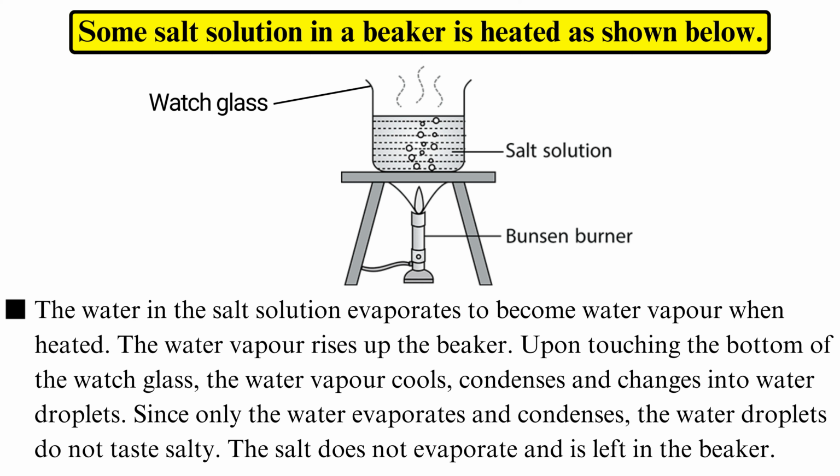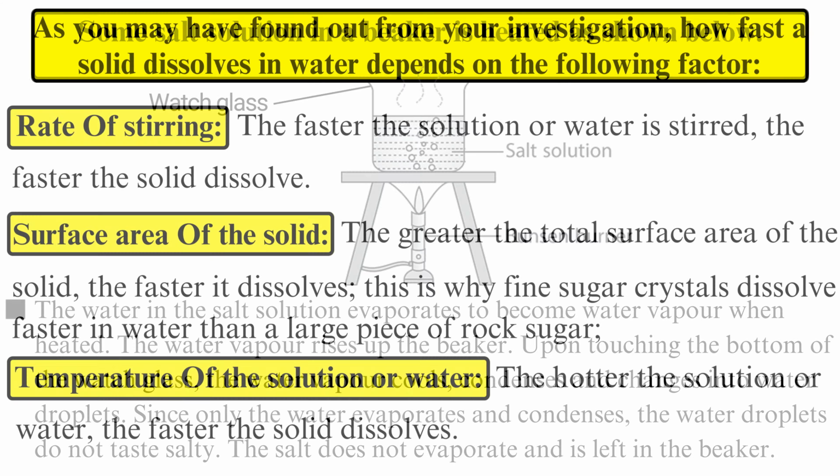The water in the salt solution evaporates to become water vapor when heated. The water vapor rises up the beaker. Upon touching the bottom of the watch glass, the water vapor cools, condenses, and changes into water droplets. Since only the water evaporates and condenses, the water droplets do not taste salty. The salt does not evaporate and is left in the beaker.